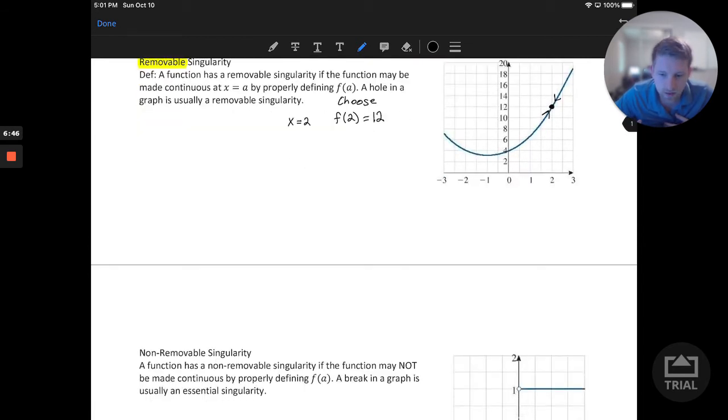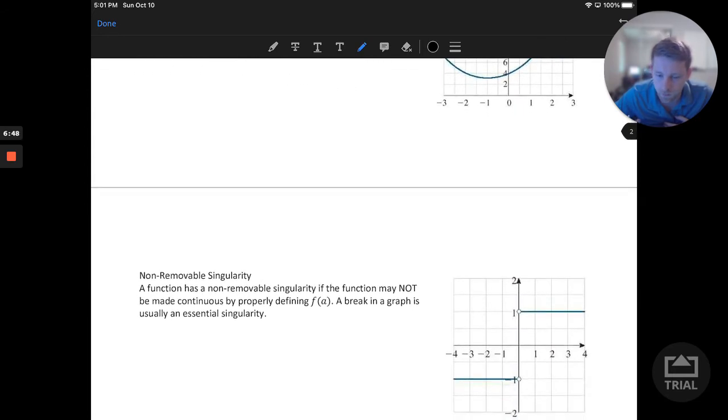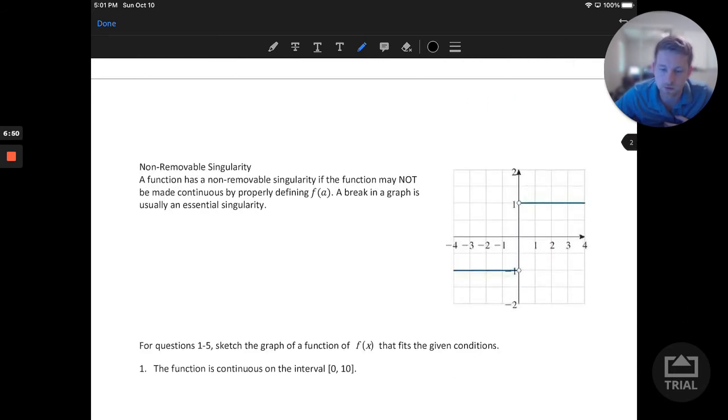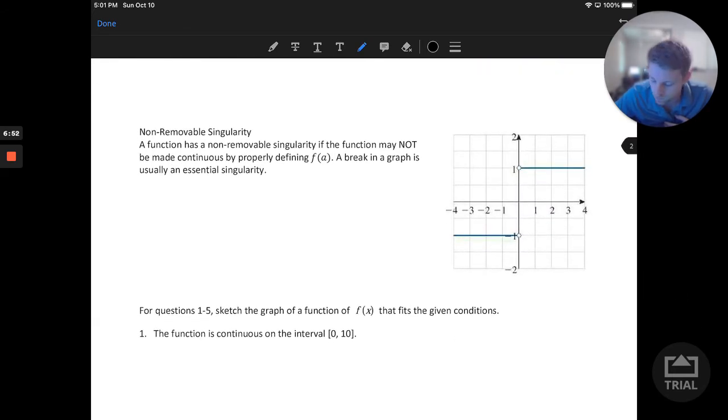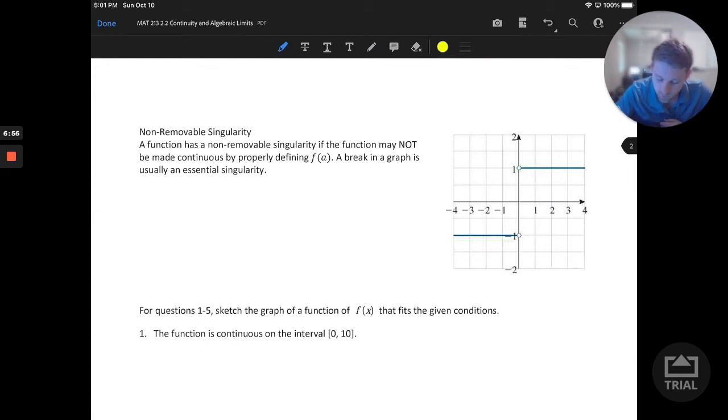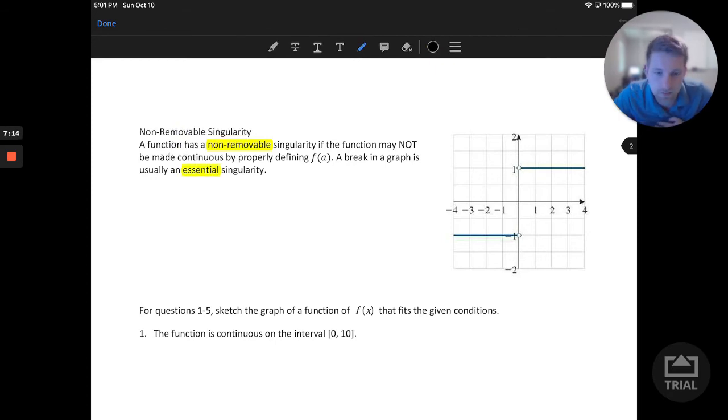The second type looks a little bit different, where we can't actually make the function continuous regardless of what we do. So a function has a non-removable singularity if the function may not be made continuous by properly defining f of a. A break in a graph is usually an essential singularity. So non-removable or essential singularity would be the same types of ideas.